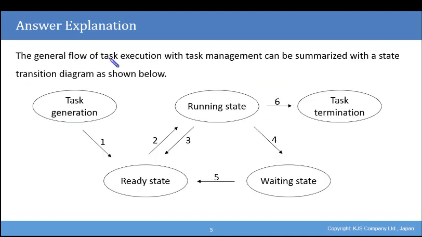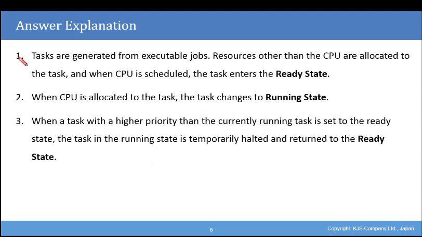The general flow of task execution with task management can be summarized with a state transition diagram as shown below. So here we have arrows labeling the transitions that can be made between each of these states. Here we want to analyze a certain transfer that can be made. So let's first of all look at what each of these transitions is describing. Here let's look at the first three transitions.